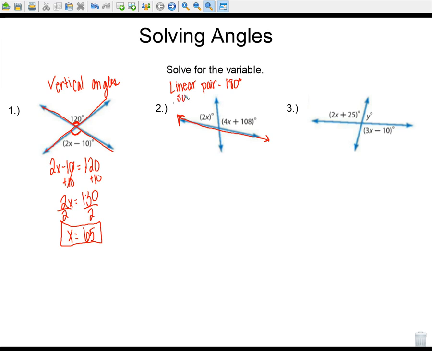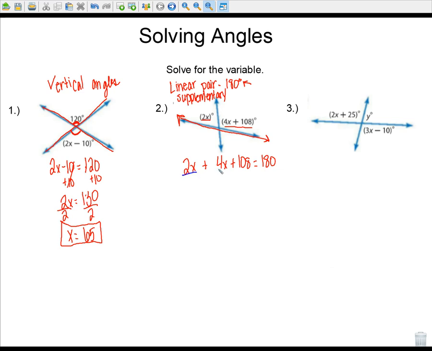Another way, you could call these supplementary. Okay, these would be supplementary because they also add up to 180 degrees. Either one of those would work for me. So what we need to do here is take this angle and this angle and add those together, and we should get 180 degrees. So let's say 2x plus 4x plus 108. If we add those two angles together, we should get 180. So let's go ahead and do that.